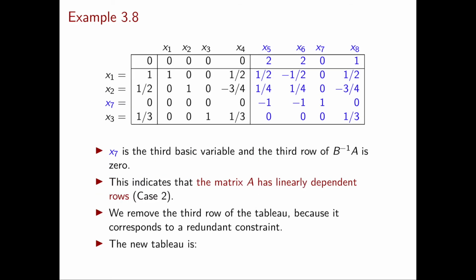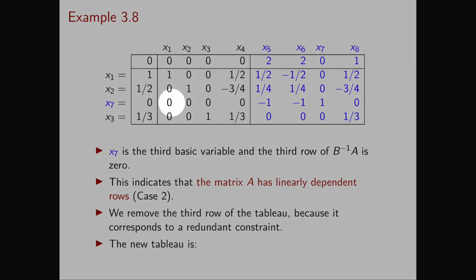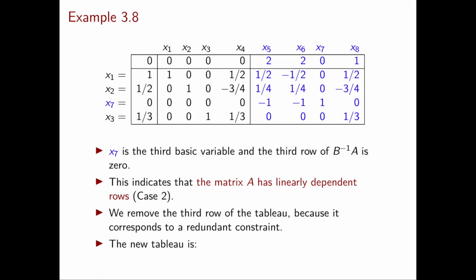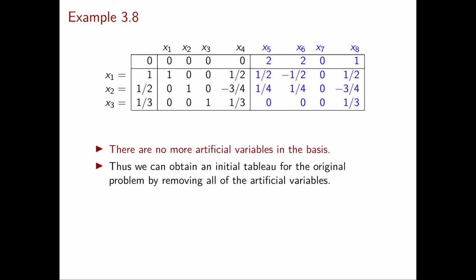What we need to do is to look at the entries of this row corresponding to the original variables and check if they're all 0 or not. In this example, they are all zeros. This means that our original constraint matrix A has linearly dependent rows. As we have discussed, in this case we can just throw away this row. We obtain this new tableau, and note that there are no more artificial variables in the basis.